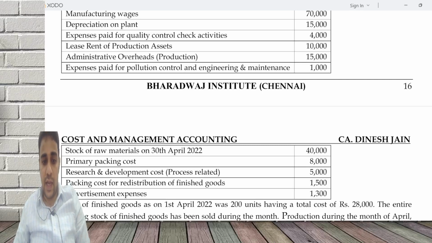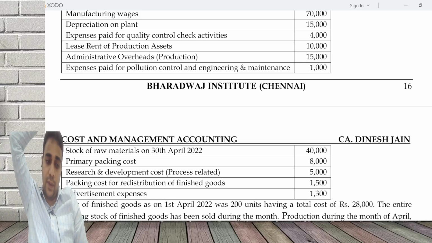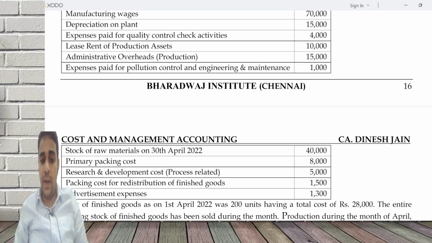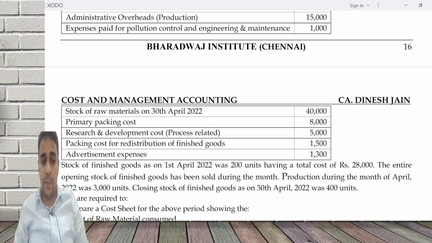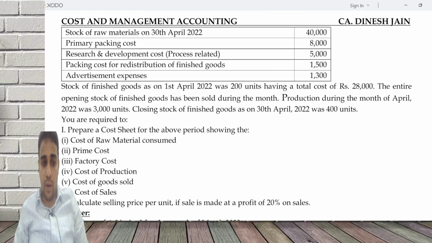Stock of finished goods as on April 1, 2022 was 200 units at a cost of 28,000. The entire opening stock has been sold during the month. Production is 3,000. Closing stock is 400. You are required to prepare a cost sheet which will give you raw material consumed, prime cost, factory cost, COP, COGS, COS, and selling price if I want a profit of 20% on sales. Please go through the question.